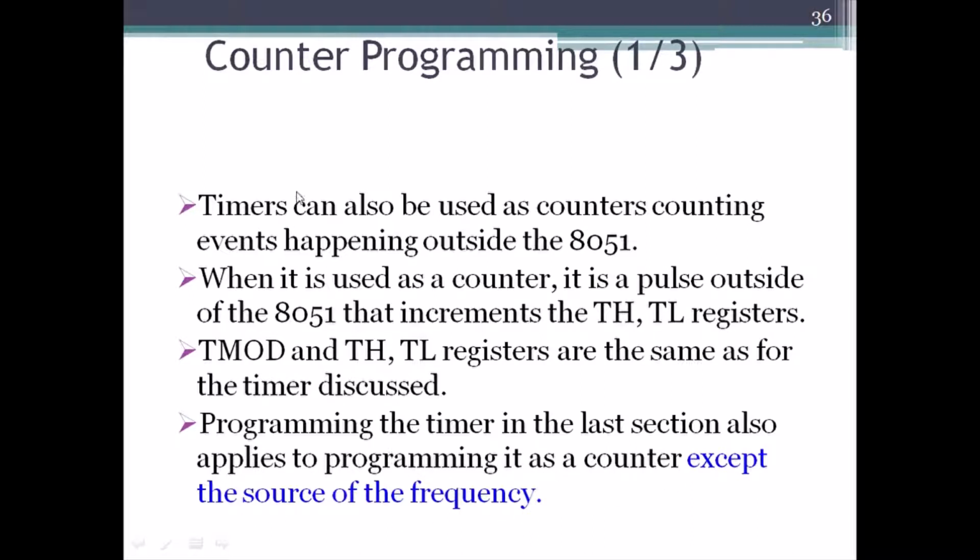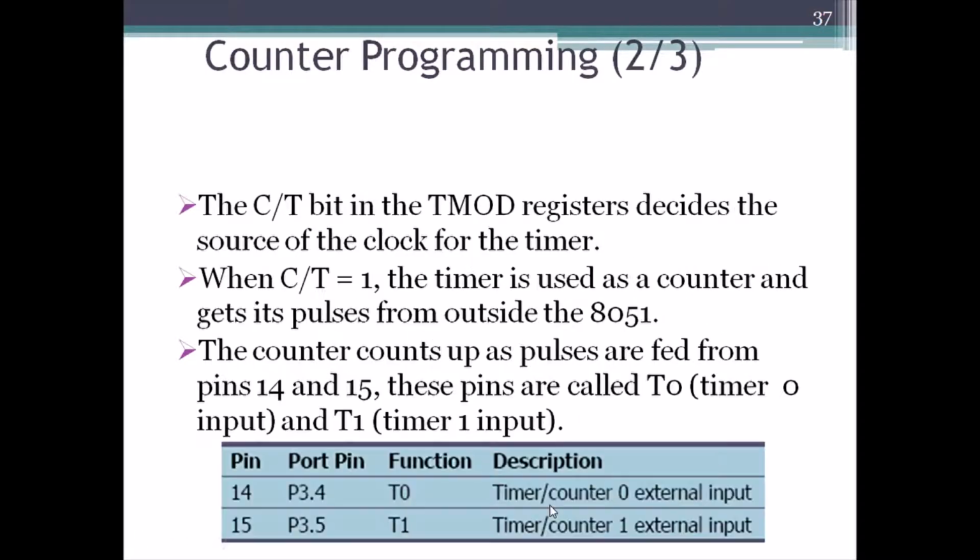Now we use timers such that after a certain delay the count will be increased. But for counters, there should be something, some event, that sends a pulse and then it will count the pulses, that is, the number of events. So both are the same except for the source of the frequency.